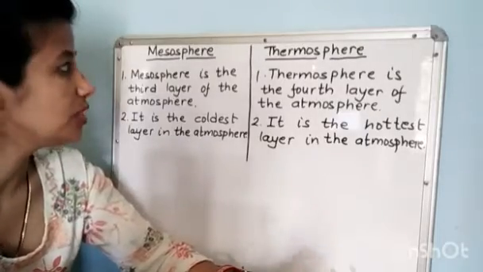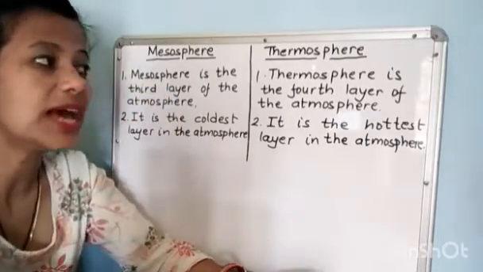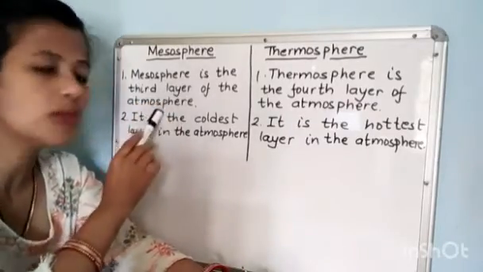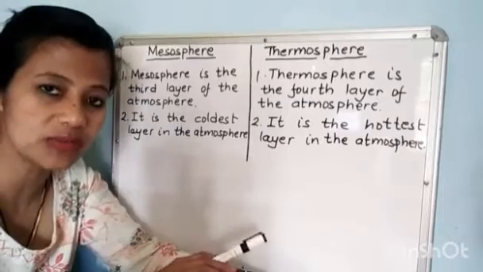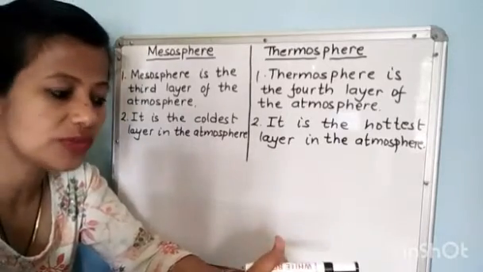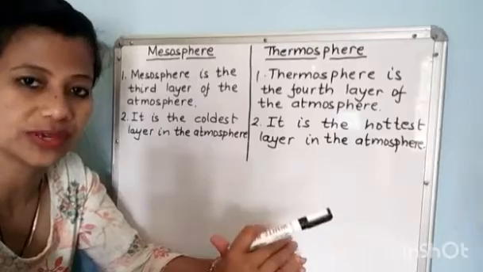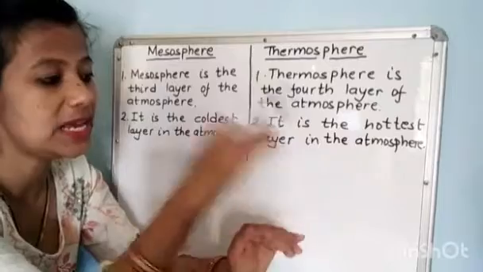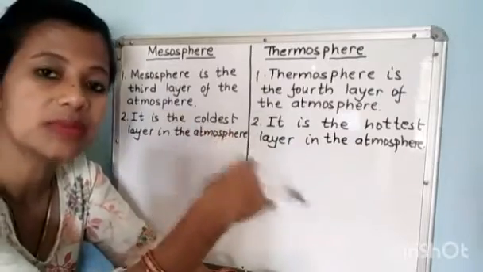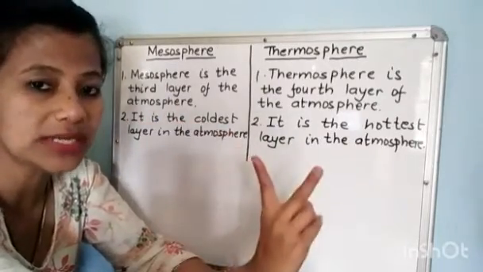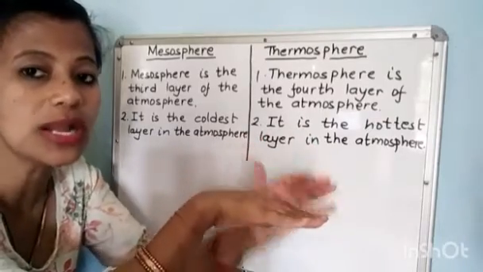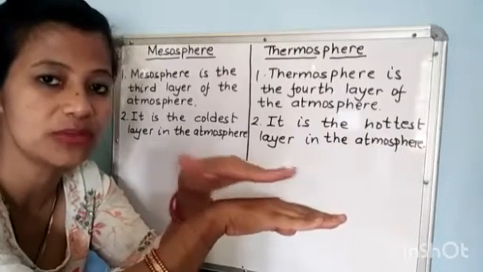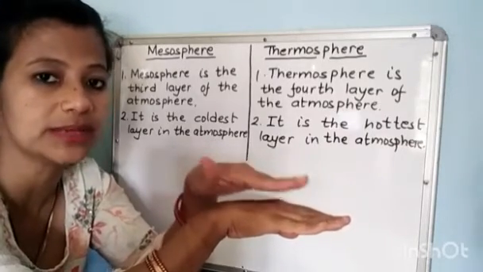Second difference is between mesosphere and thermosphere. Mesosphere is the third layer of the atmosphere, after troposphere and stratosphere. Thermosphere is the fourth layer of the atmosphere. The thermosphere has two parts. The lower thermosphere is called the ionosphere and the upper thermosphere is called the exosphere, which is very hot, the hottest layer.